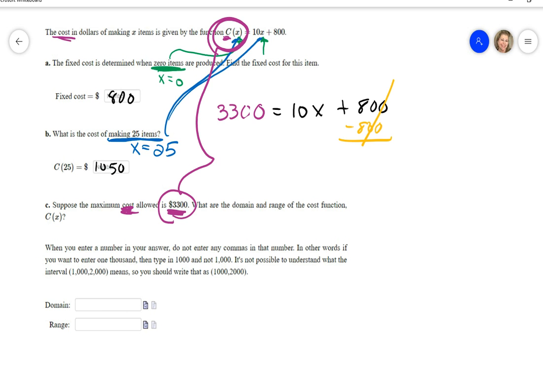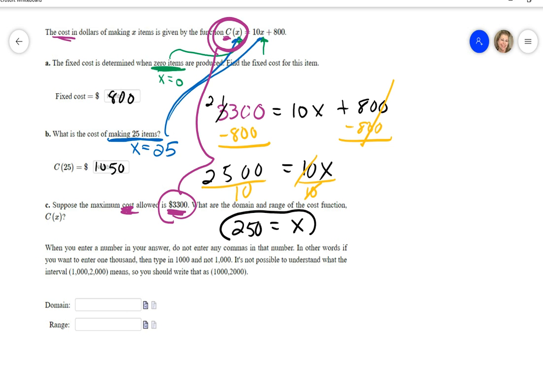I'm going to subtract the 800 from both sides. And of course, 3,300 minus 800 would be 2,500. So 2,500 is equal to 10x. And then if I divide both sides by 10, cancels out there, I get 250 is equal to x.